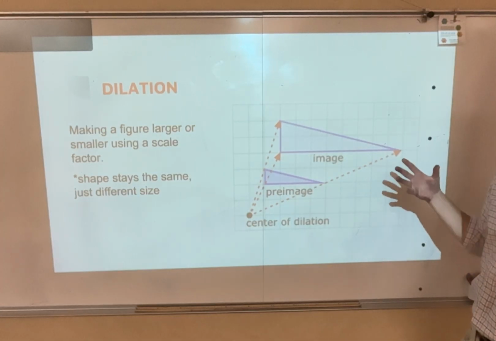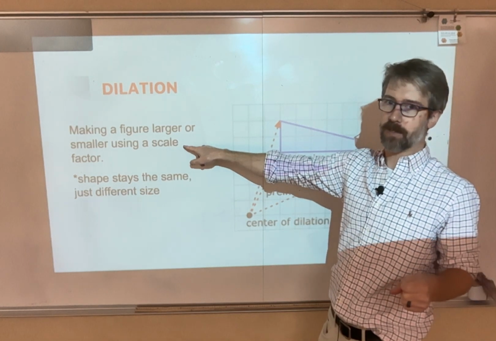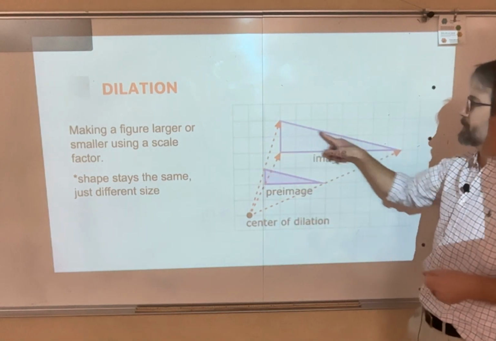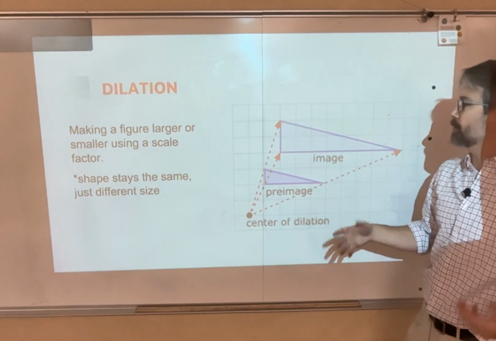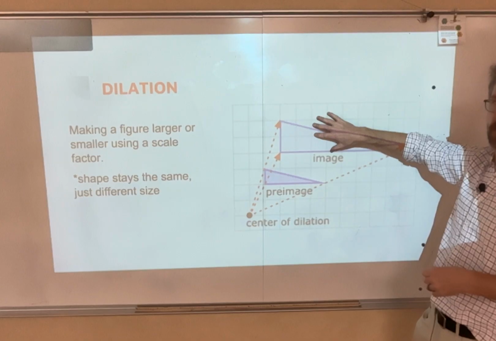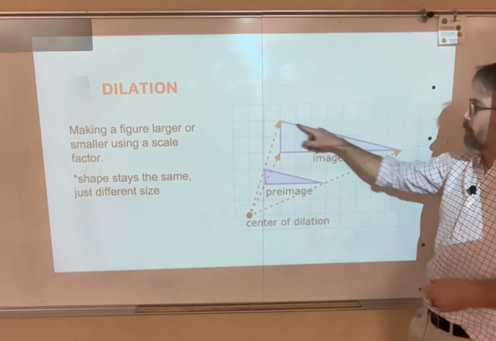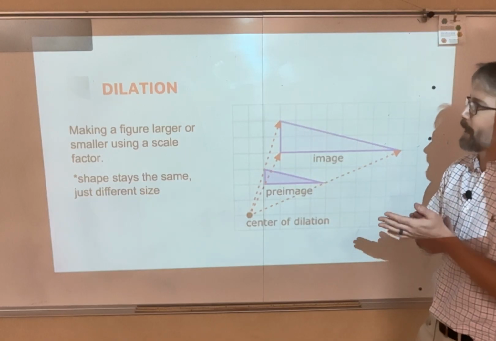How much larger or how much smaller we make it is called the scale factor. So the scale factor, if all the sides are twice the length as the pre-image, that means we have a scale factor of 2. And if we started with this pre-image and shrunk it down where all of these are now 1/2 the size, that means it has a scale factor of 1/2.